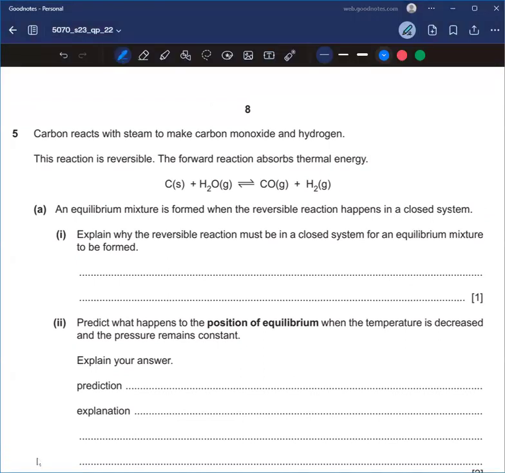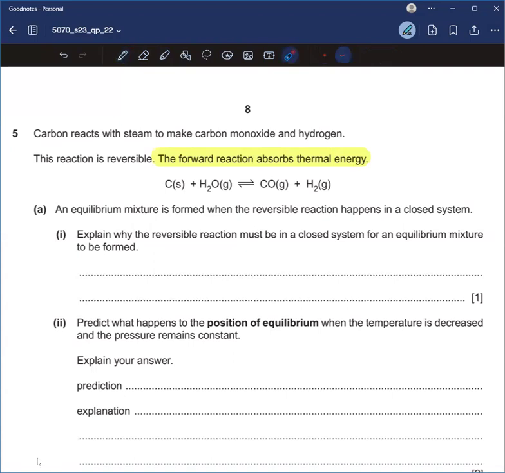Carbon reacts with steam to make carbon monoxide and hydrogen. The reaction is reversible. The forward reaction absorbs thermal energy. So let me highlight this point. Part A is asking us that when the reversible reaction happens in a closed system, an equilibrium mixture is formed. Explain why the reversible reaction must be in a closed system for an equilibrium mixture to be formed.